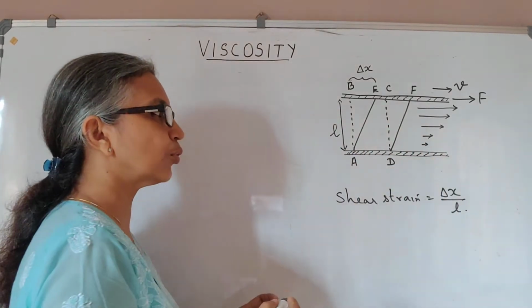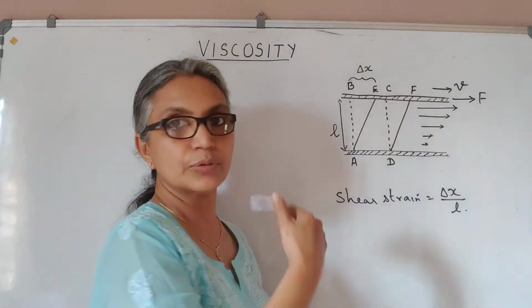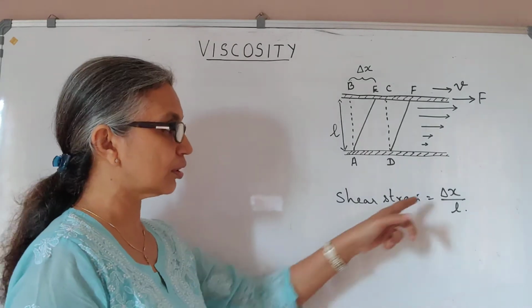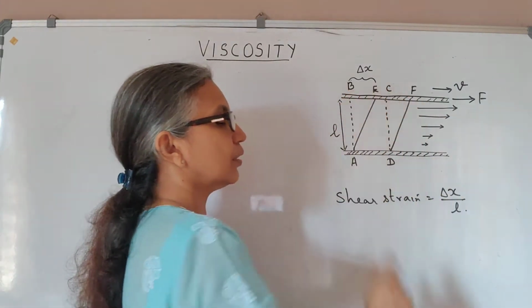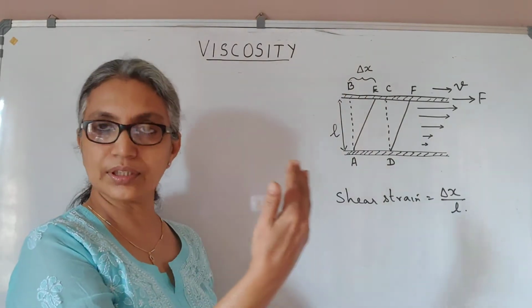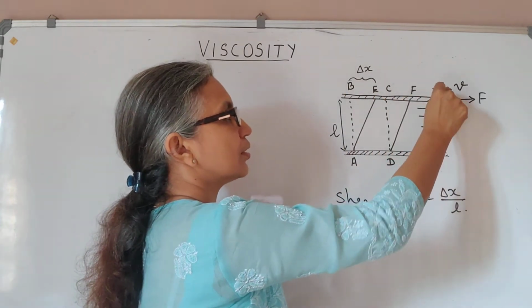Now in the case of a fluid, what happens is, the fluid is continuously flowing. So unlike a solid, where the strain will stop after some time and become a constant value, a fluid is continuously flowing, and therefore the strain, the delta x, will go on increasing with time.